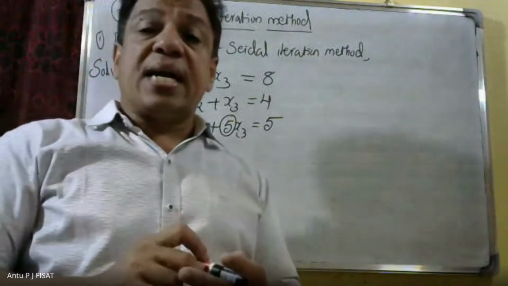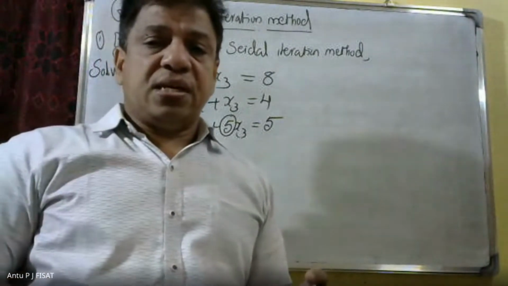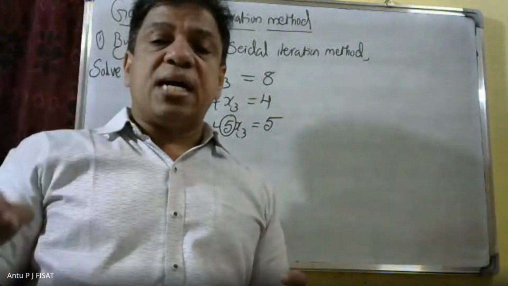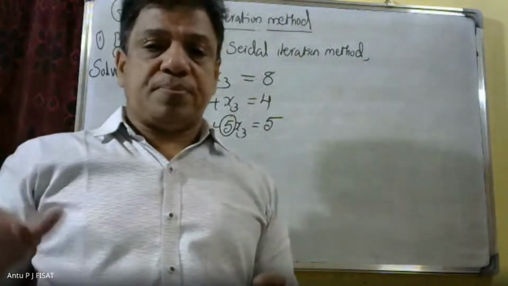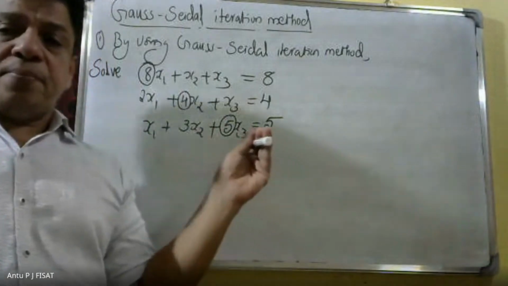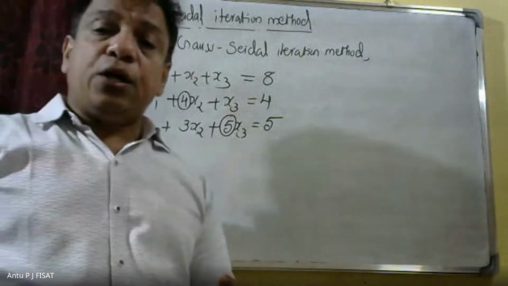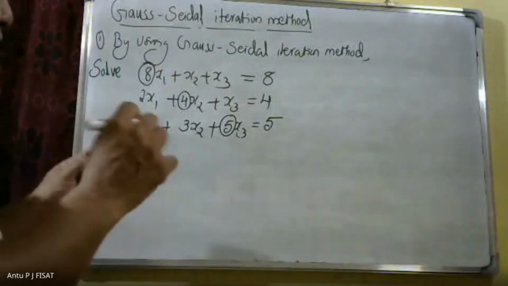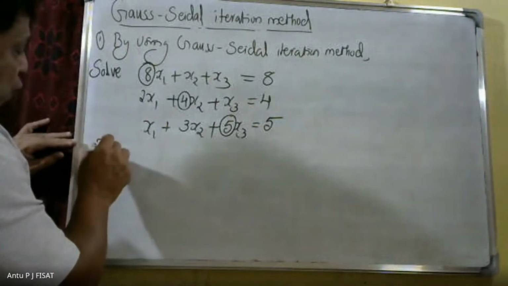First, we arrange the equations. The coefficients are diagonally dominant. This is the first step. After arranging, the coefficients are diagonally dominant. From the first equation, we can find the value of x1.